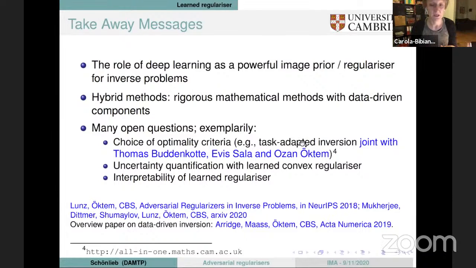Very often in applications, you're not reconstructing images for them to have a high PSNR, which basically means you want them to look pretty. But in particular, in medical imaging, you want them to quantify something, right? And so maybe you should take this also into account when training them. Uncertainty quantification with such learned regularizers would be really nice to do. And then interpretability is, of course, something where there is a huge gap between interpretability of total variation regularization and interpretability of this adversarial regularizer. So it would be nice to get a little bit closer.